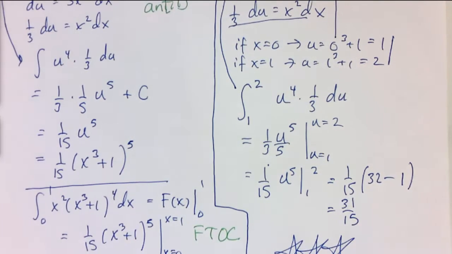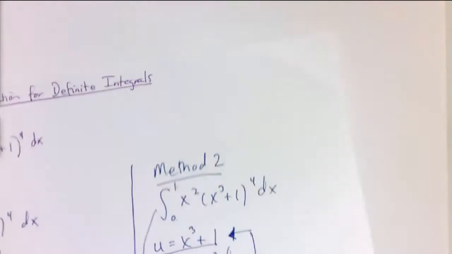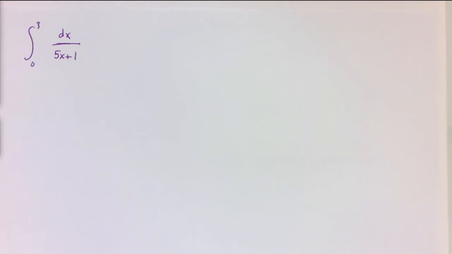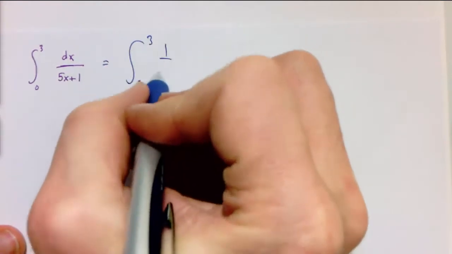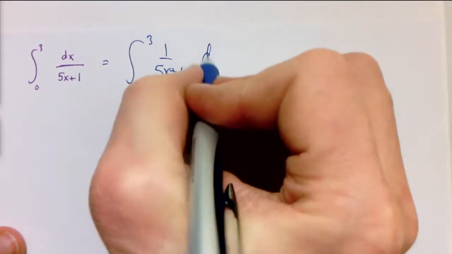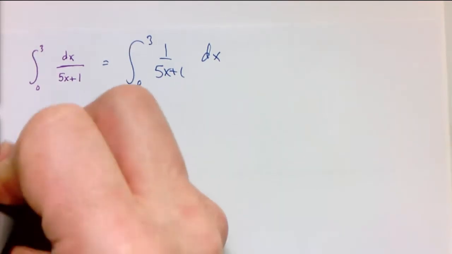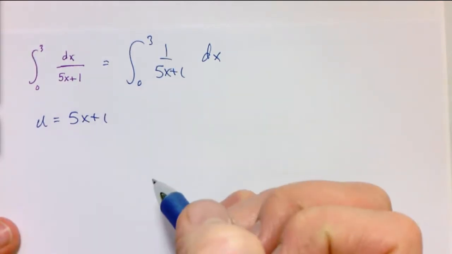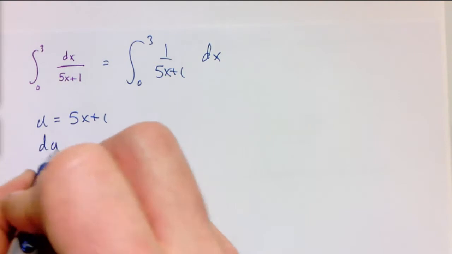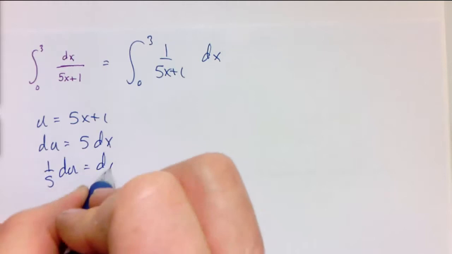One more example. In this second example, I'm only going to do it by the second method. So we're going to change the limits of integration. Here I like to rewrite these so the dx is off by itself, and then we've got a fraction here. So I'm going to make u equals 5x plus 1. So I have 1 over u, and we know how to anti-differentiate that. du is 5 dx, or 1/5 du equals dx.